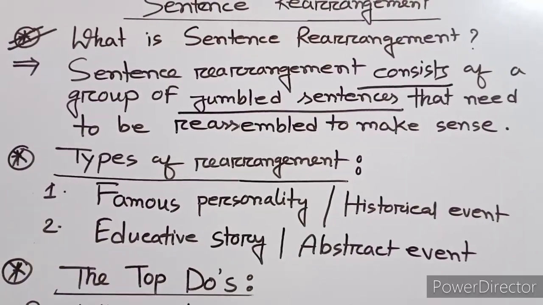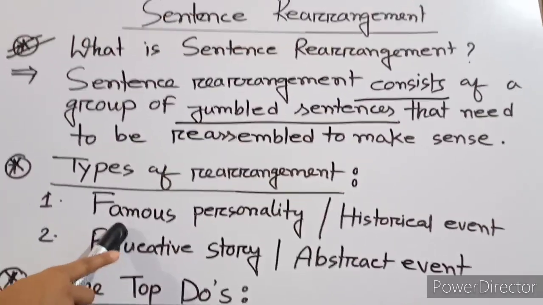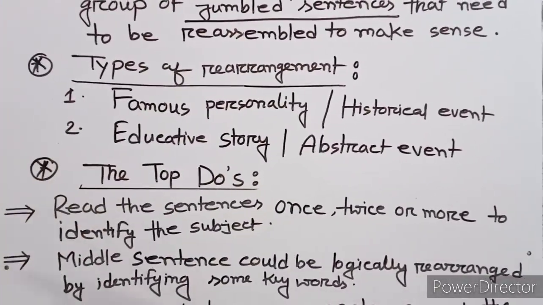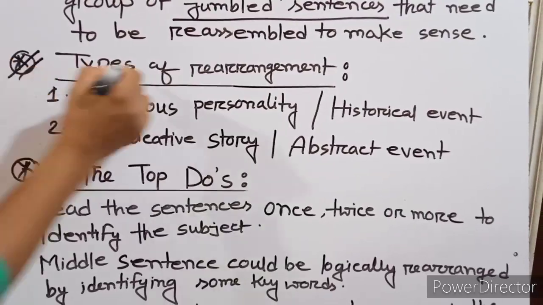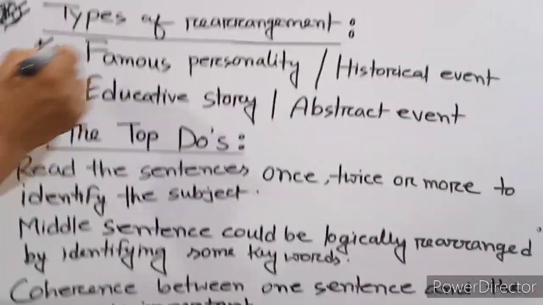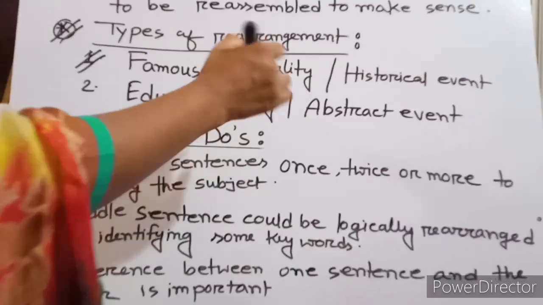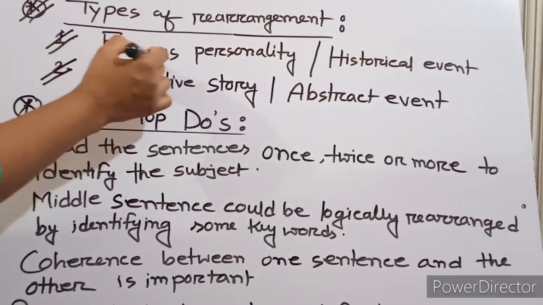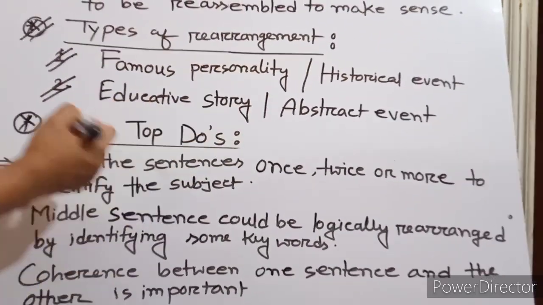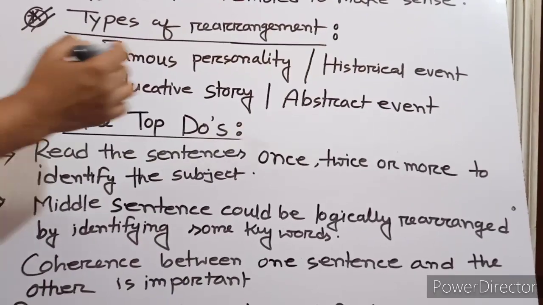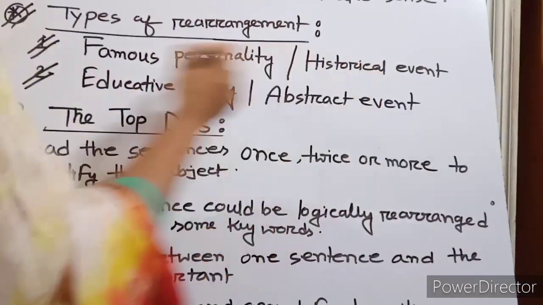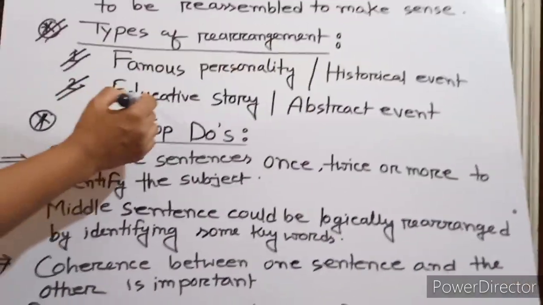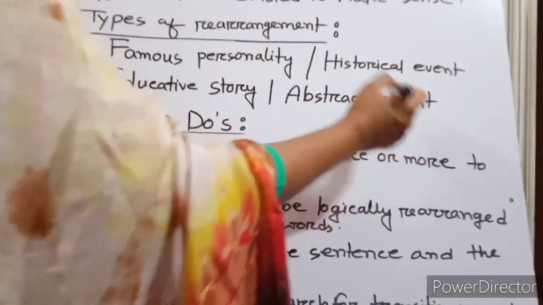So, my dear students, in your examination, two types of rearrangement are very common. The first one, you can see I wrote here types of rearrangement. First one is famous personality. That means your given rearrangement may be famous personality or historical event. Next, educative story or abstract event.